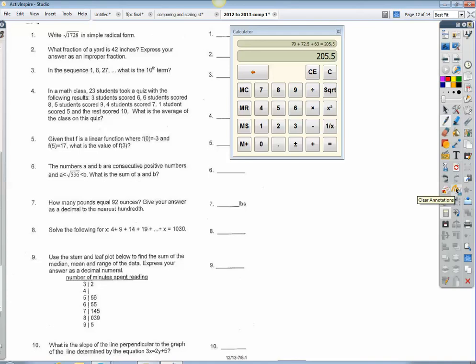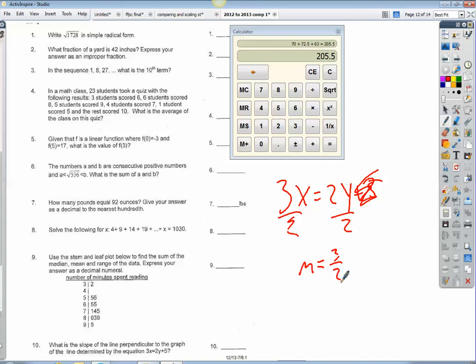Finally, what is the slope of a line perpendicular? Perpendicular lines have the opposite reciprocal slope. So I need to get this in y equals mx plus b form. I don't care about the y-intercept whatsoever, so I'm not even going to worry about this. I'm going to divide by 2, divide by 2. So I get a slope of 3 over 2. So the perpendicular slope is going to be 2 over 3, and that's negative because it's the opposite reciprocal.